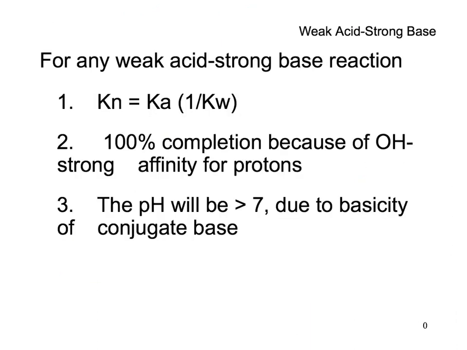So to summarize, what did we just see? We saw that the neutralization reaction between a weak acid and a strong base is going to go to completion because you have the hydroxide, which will have strong affinity for protons. pH is going to be greater than 7 though, because there will be a backward reaction.